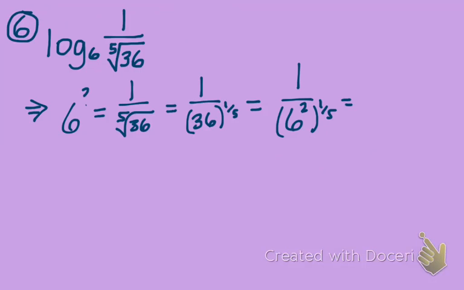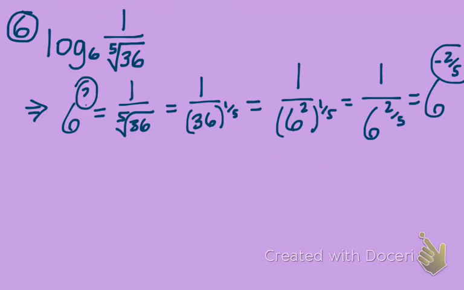which is equal to 1 over 6 to the 2/5 power, because a power to a power, you just multiply the powers. And then one last step, that is 6 to the negative 2/5 power. So the original question we asked ourselves was 6 to the what? Well, the answer is to the negative 2/5. So that makes the negative 2/5 our answer.